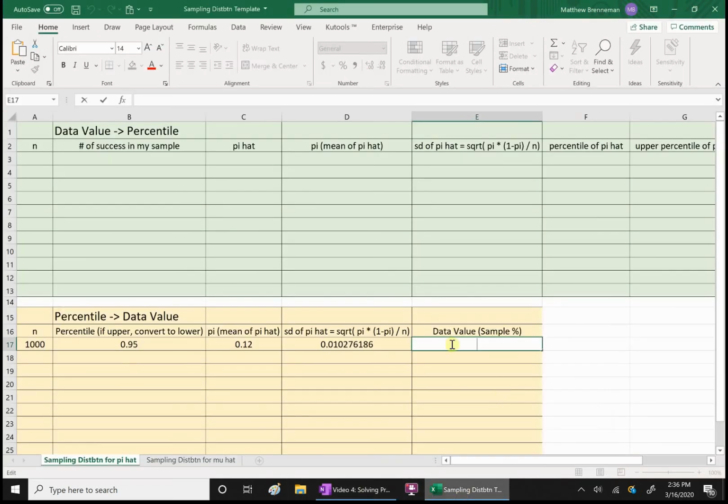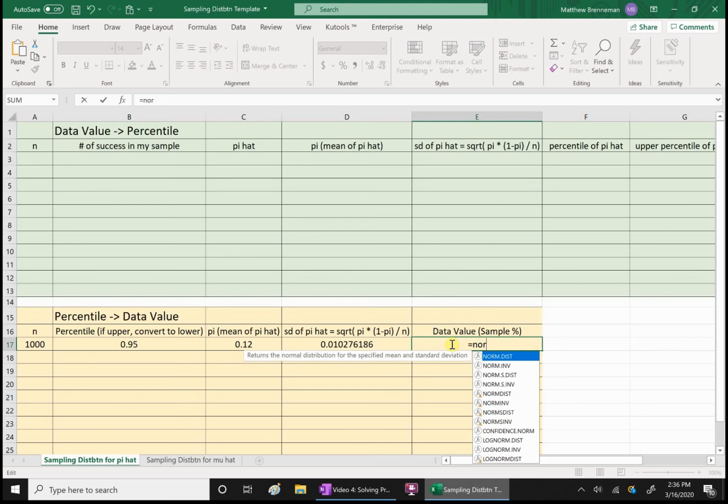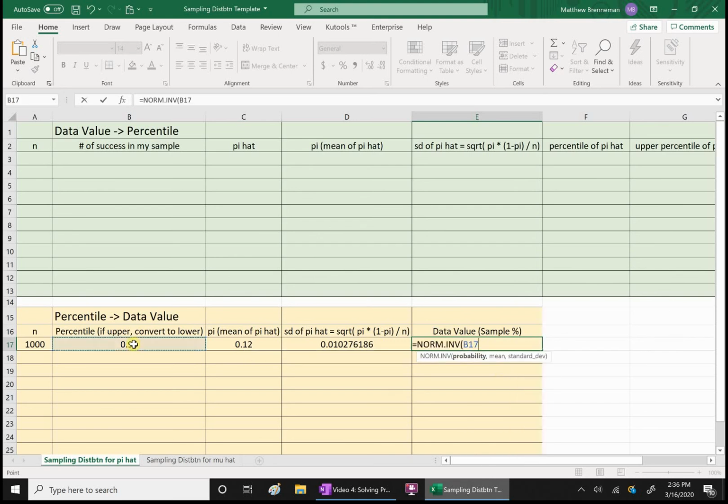So I'm going to have to use norm.inv because I'm going backwards, right? So I'd use norm.inv. My percentiles, my probability. This is my mean. And this is my standard deviation. So this tells me that if I book a room that can hold 13.7% of the people that I invited, there's only a 5% chance I'm going to get more than that percentage.